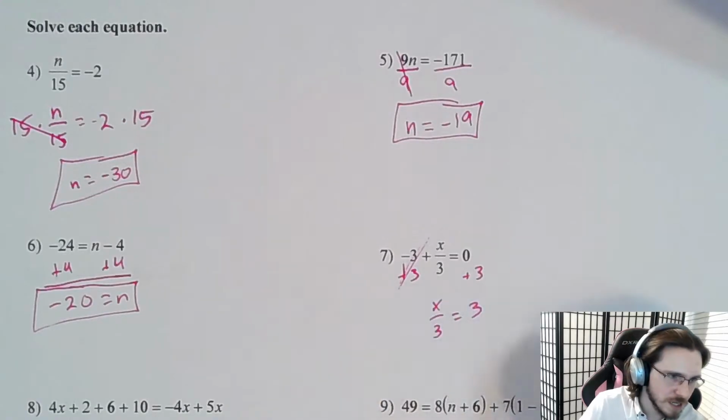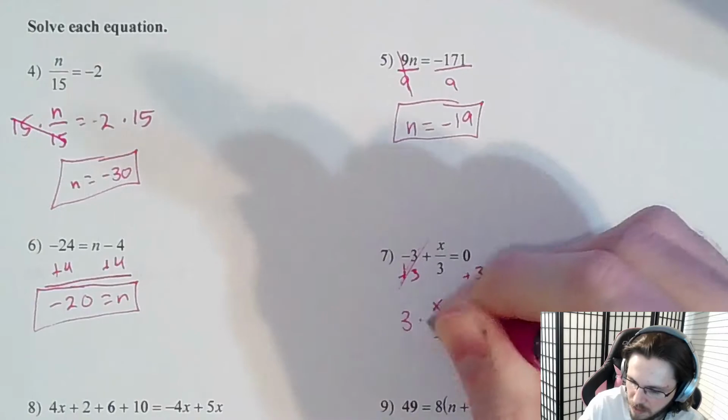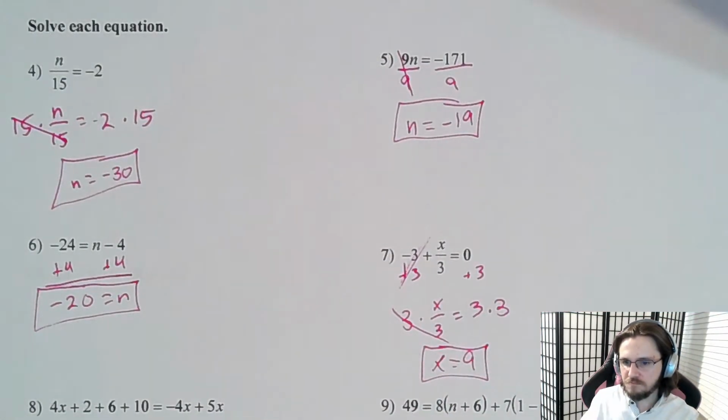And now, again, trying to get x alone. Multiply both sides by 3. Cancel those guys out. X is positive. Beautiful enough. Keep on moving.